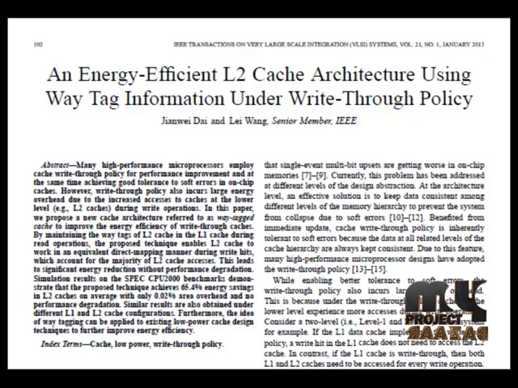This feature is important as CMOS technology is scaled into the nanometer regime in on-chip cache systems. Consider a two-level cache system. For example, if the L1 data cache implements the write-back policy, a write hit in the L1 cache does not need to access the L2 cache. In contrast, if the L2 cache is write-through, then both L1 and L2 caches need to be accessed for every write operation. Obviously, the write-through policy causes more write accesses in the L2 cache, which in turn increases the energy consumption of the cache system. Power dissipation is now considered as one of the critical issues in cache design.